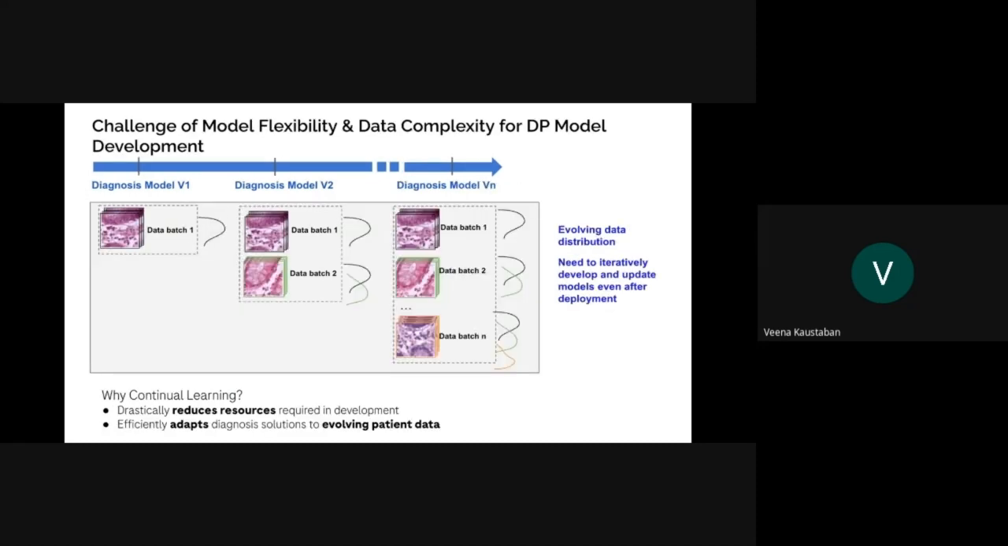The second challenge is that if newer data batches come from shifted distributions relative to past data, conventional methods would require iterative training and updates. With continual learning, irrespective of data shifts, the model can be trained with mostly the newer batch. Continual learning helps make the model more flexible and adapt to evolving patient data.